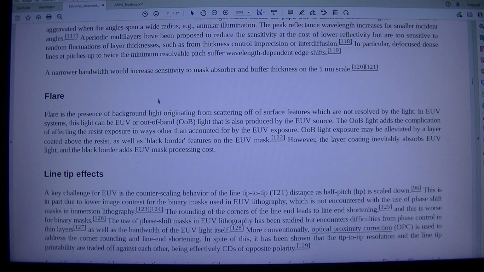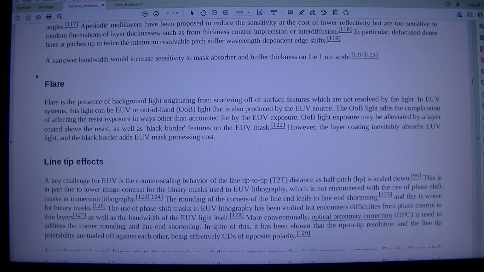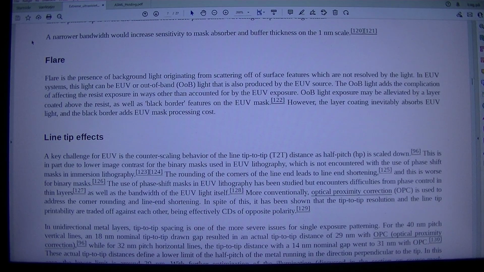[118] In particular, defocused dense lines at pitches up to twice the minimum resolvable pitch suffer wavelength-dependent edge shifts.[119] A narrower bandwidth would increase sensitivity to mask absorber and buffer thickness on the 1 nm scale.